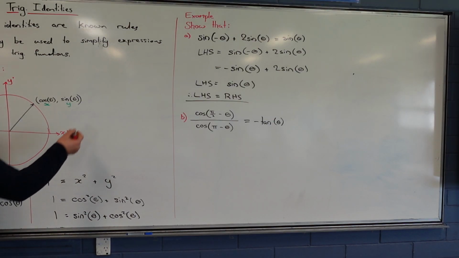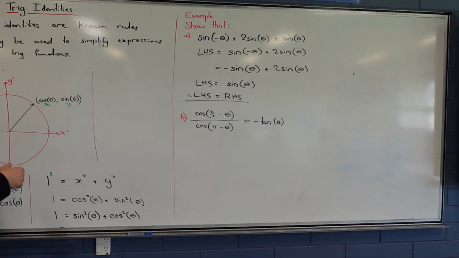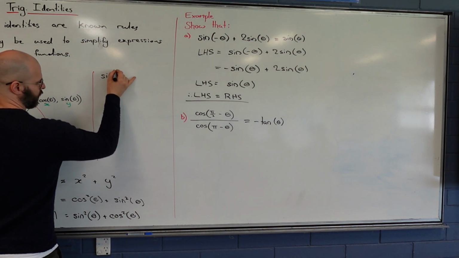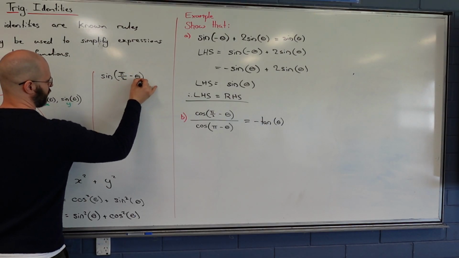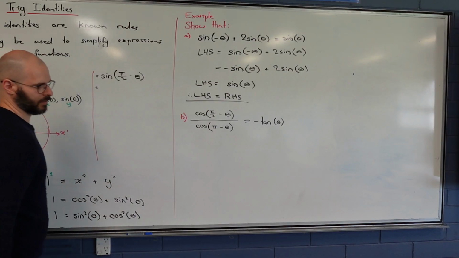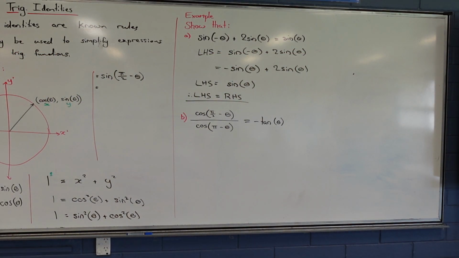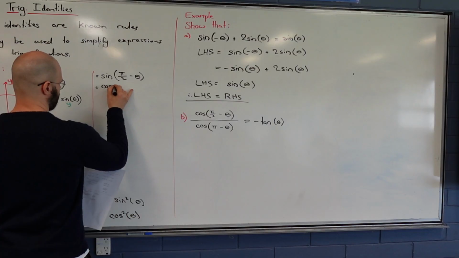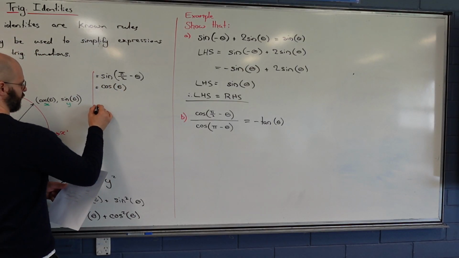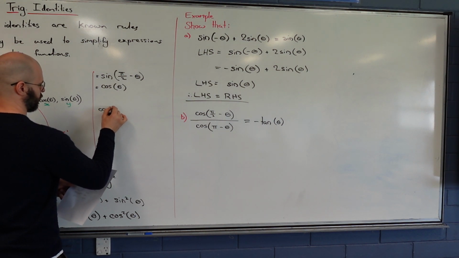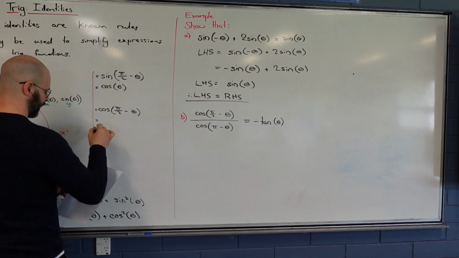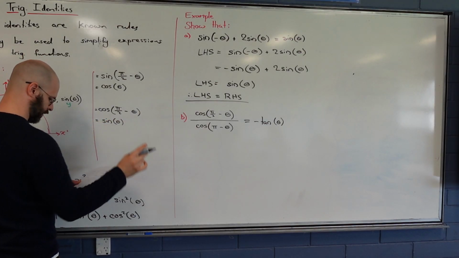Now, one of the rules that we can employ, and I'm going to do some really great board work here by working in the middle, is I'm going to say that sine of pi on 2 take theta is the same as saying, and I don't want to get this wrong, sine of pi on 2 take theta is cos theta, and then we have cos of pi on 2 take theta is the same as sine theta.